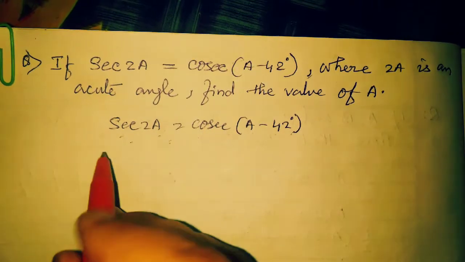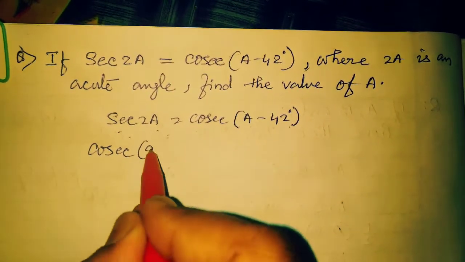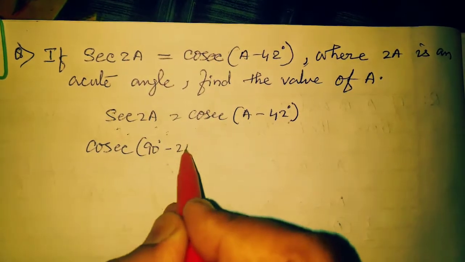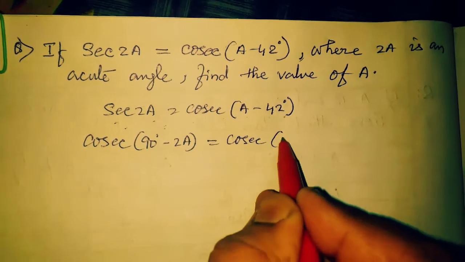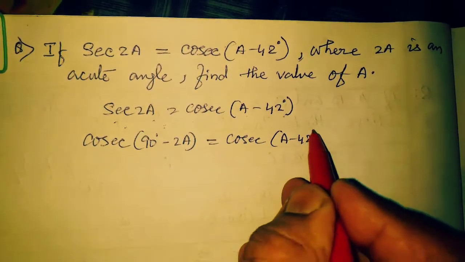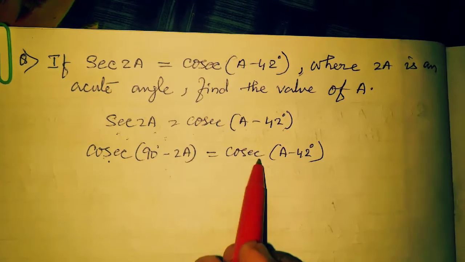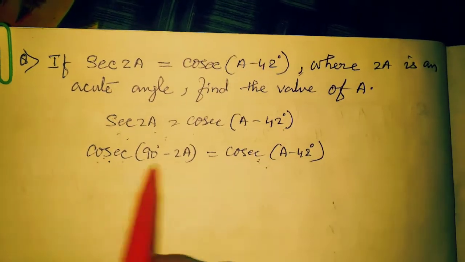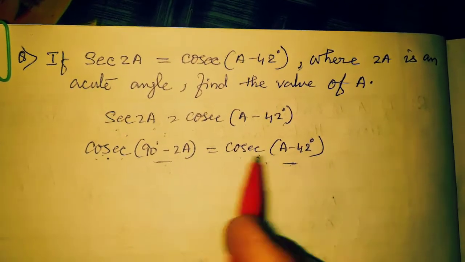Sec theta's formula is cosec (90 minus theta). So we can write cosec of (90 minus 2A), and the right-hand side is cosec of (A minus 42 degrees). So both on the left-hand side and the right-hand side we have cosec. So cosec of this angle equals cosec of this angle. That means these two angles will be equal.